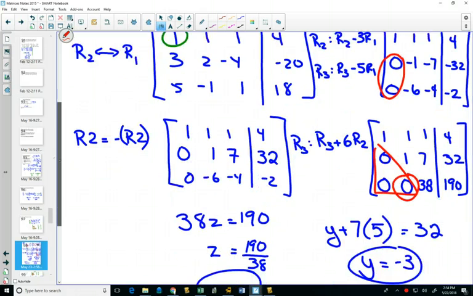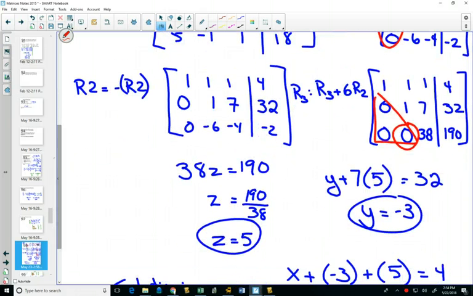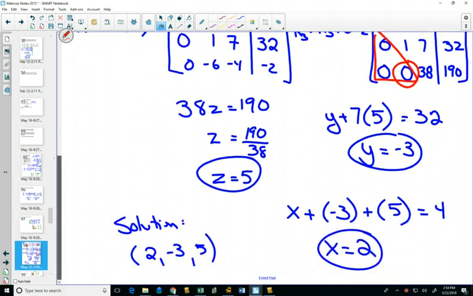Now we can set up our equations. 38z is equal to 190, so z is 5. You can then use the second equation, y plus 7 times z is 32 to get y is negative 3. And then finally go back to your first equation and plug in y and z and find out what x is. So that gives us our solution without having to do all the elimination.